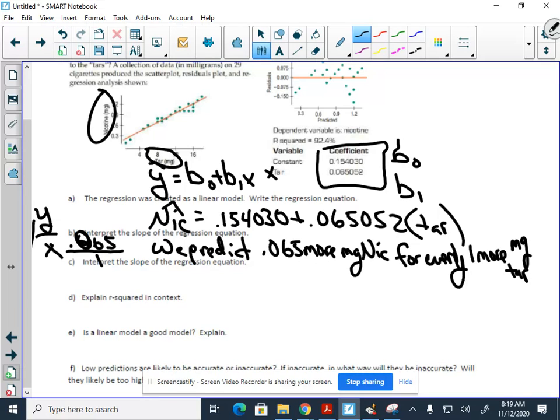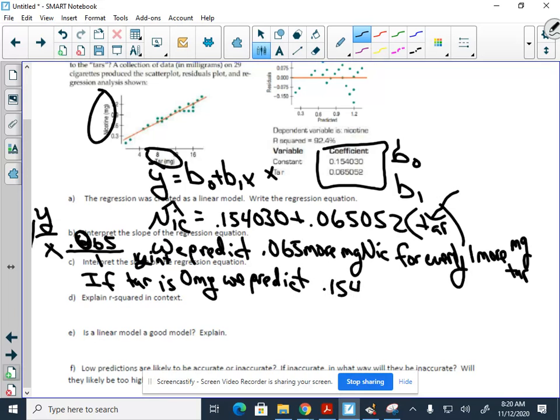It says interpret the slope for the next one. I think I made a typo. I think what I want is the y-intercept. I'm not going to do the same thing. So we're going to change that one to y-intercept. Hopefully I get that one fixed for the future. But if we were to put 0 in, if tar is 0 milligrams, we predict. Now, if you were to put 0 into there, it's going to make that disappear, but we predict 0.154 milligrams of nicotine.